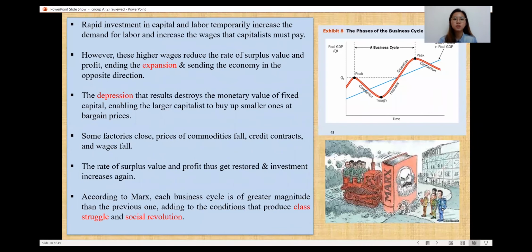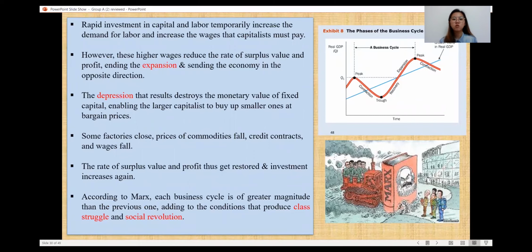Rapid investment in capital and labor temporarily increases the demand for labor and increases the wages that capitalists must pay. However, these higher wages reduce the rate of surplus value and profit, ending the expansion and sending the economy in the opposite direction. The depression that results destroys the monetary value of fixed capital, enabling the largest capitalists to buy up smaller ones at bargain prices.